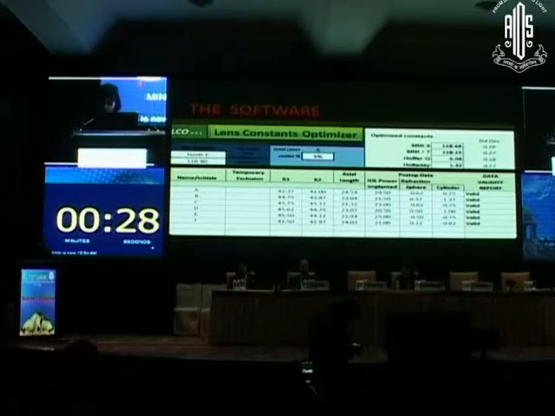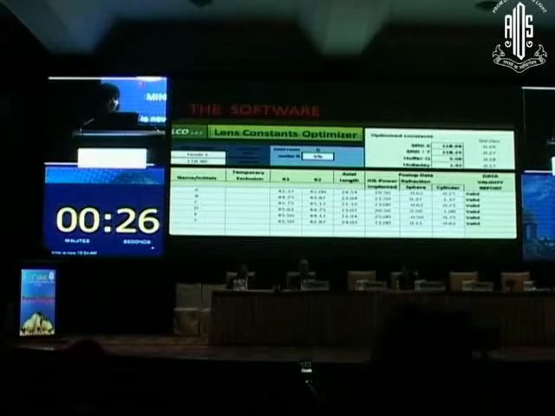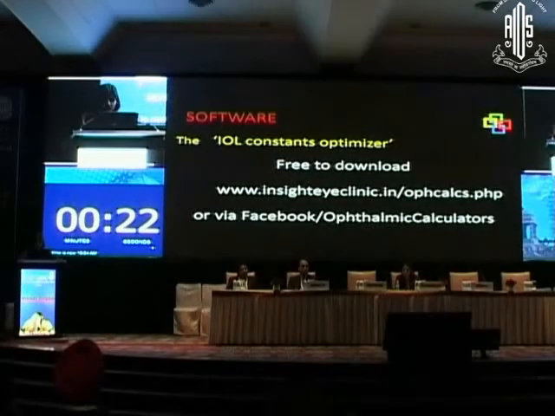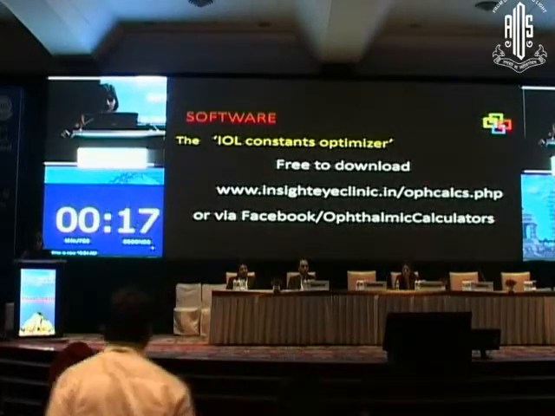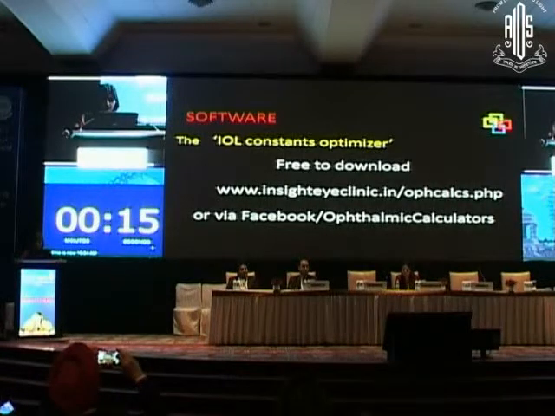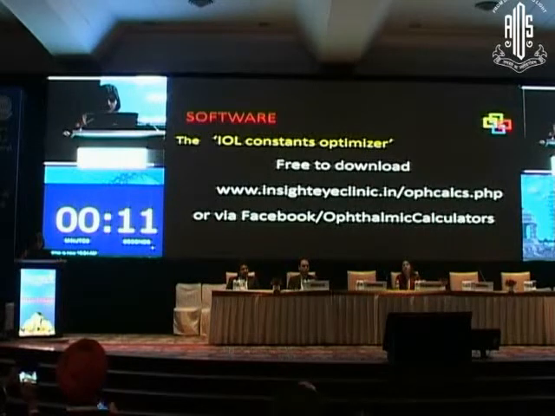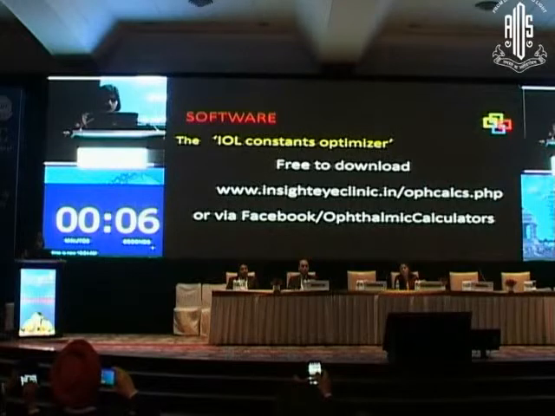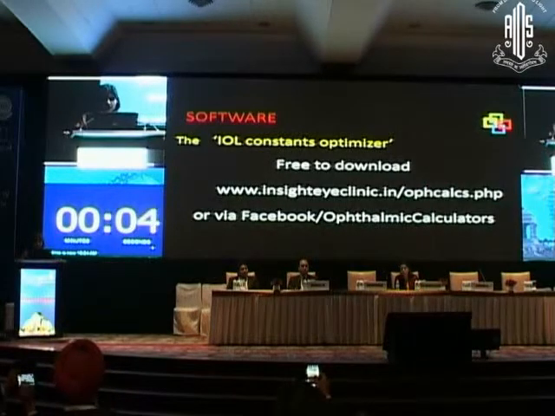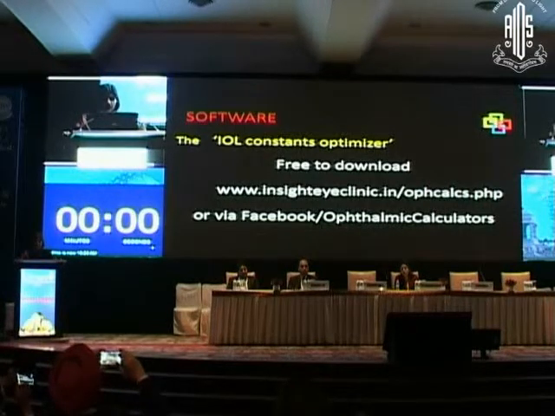Now, the question of where to get the software. This software has been developed by Dr. Saurabh, who will be talking to you after some time. It is available for free download from these 2 websites. One is the website of insighteyeclinic.in, and you go to OphthalCalcs and you can download this software by the name of IOL Constants Optimizer. Or you can go onto your Facebook page, just type in ophthalmic calculators over there, and from there you can reach the same page from where you can have a free download.